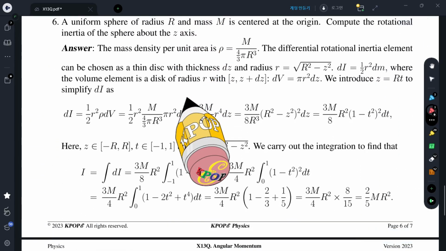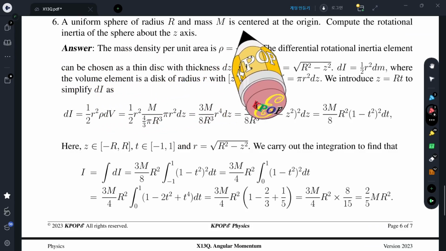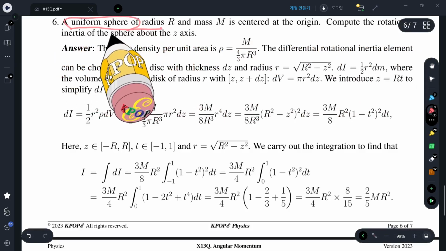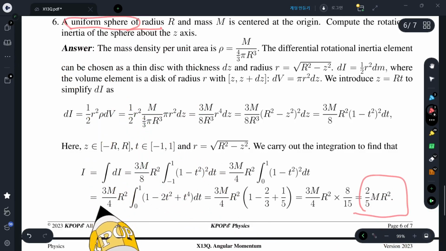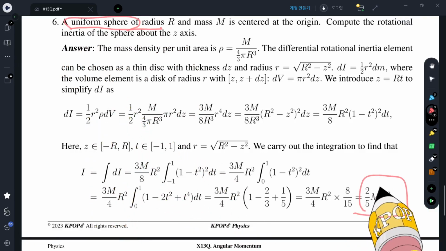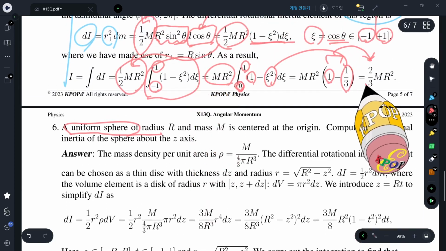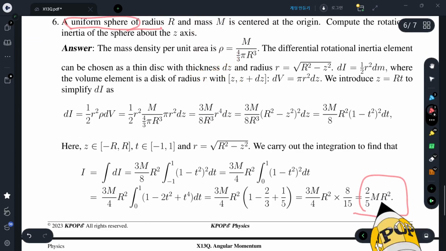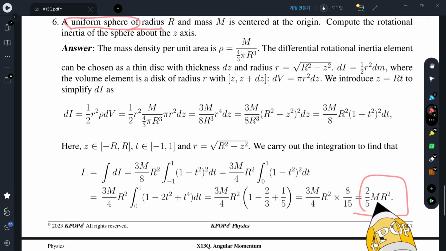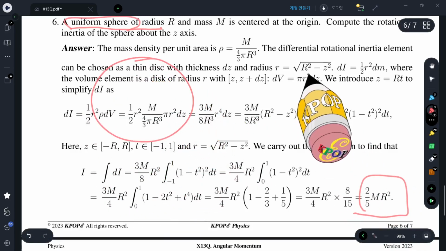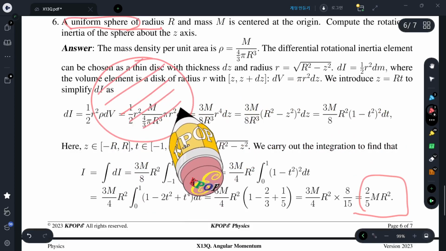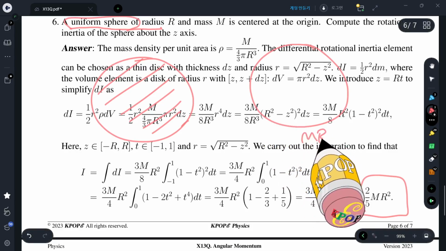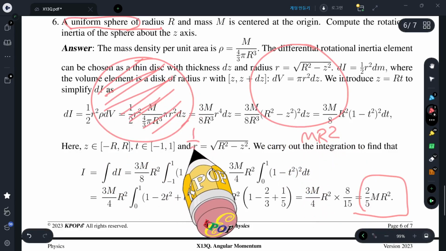One can also carry out the same calculation for a uniform solid sphere. The answer follows straightforwardly. The answer is 2/5, which is smaller. Why? For example, compare a disc and a wire. Wire, m r squared. Disc, 1/2 m r squared.